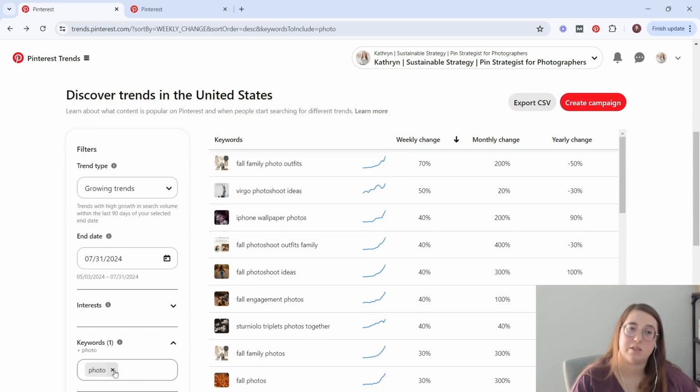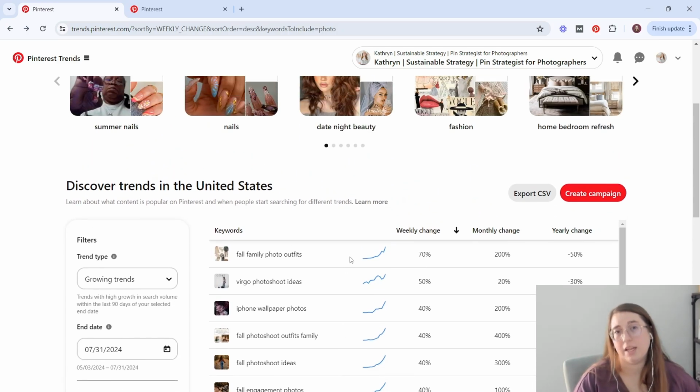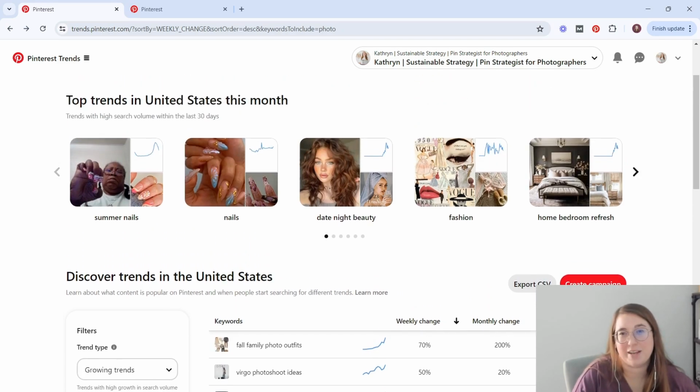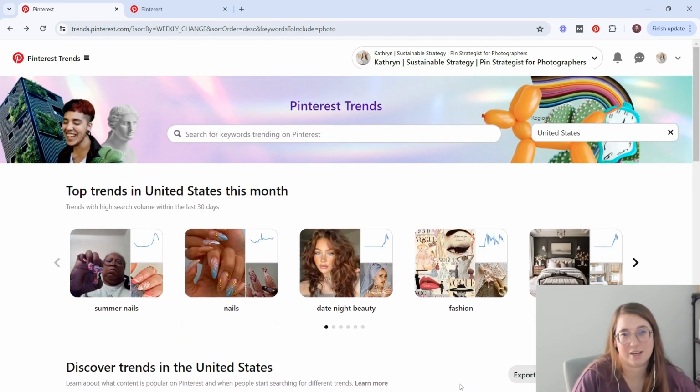I type in the keywords that I know are relevant for my ideal client, and I pull out the ones that are trending in a positive direction, both weekly, monthly, and yearly, to include in my list. So now you know how to do it, and you can do it for yourself, or you can just look for my weekly emails to give you the updated trends.